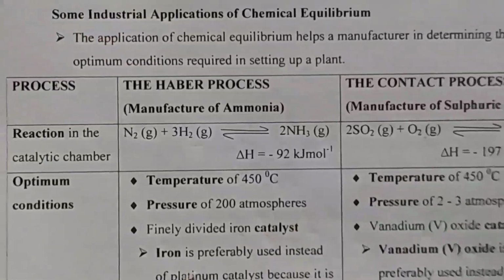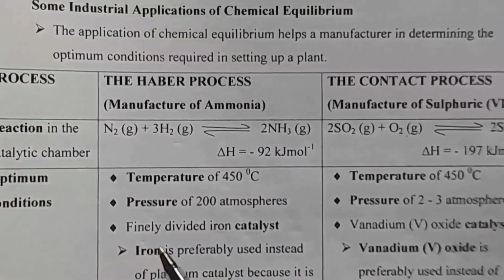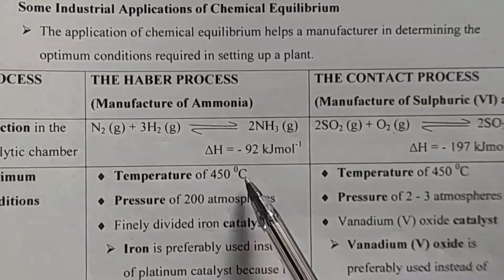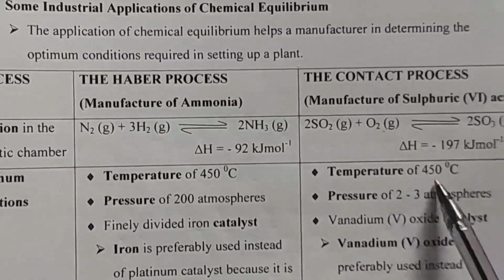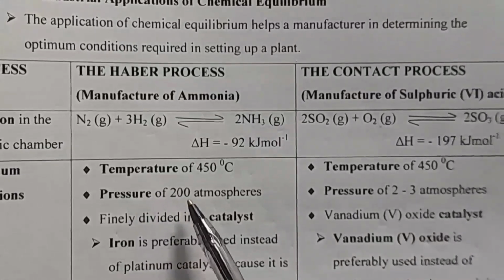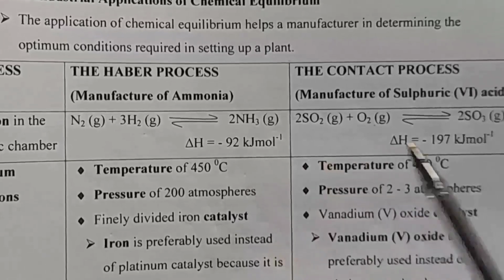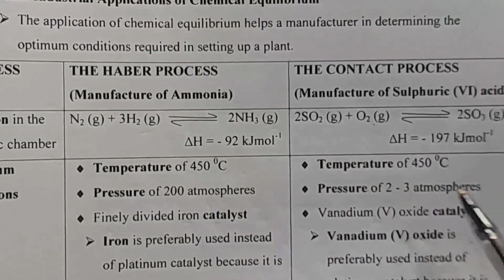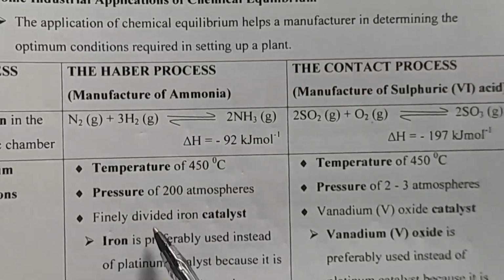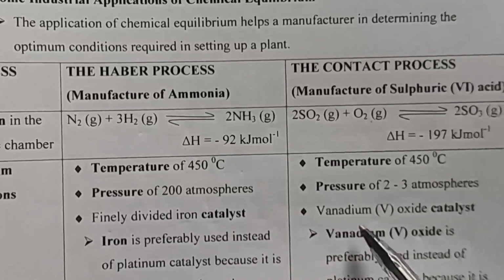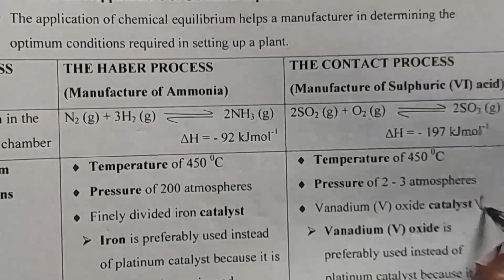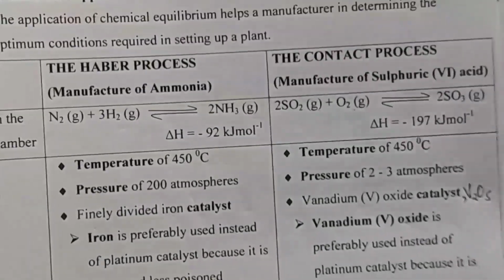So next we are going to see the optimum conditions. For the Haber process, we have a temperature of 450 degrees Celsius. In the contact process, the same, a temperature of 450 degrees Celsius. When we talk about pressure, in the Haber process we have a pressure of 200 atmospheres, but in the contact process, a pressure of 2 to 3 atmospheres is used. In the Haber process, we use a finely divided iron catalyst. But in the contact process, a vanadium 5 oxide catalyst is used, written V2O5.